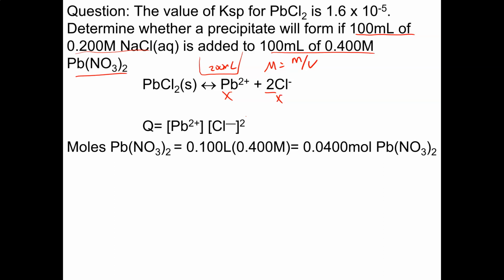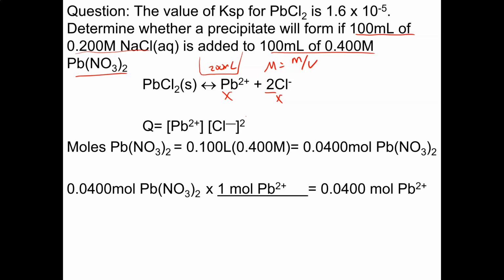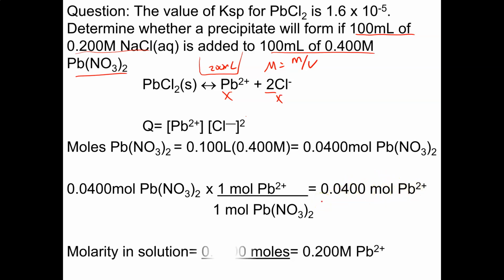So I'm going to start with the molarity of the lead nitrate and go, using stoichiometry within a compound, to moles of lead. So here I multiply the molarity times the volume. You have 0.04 moles of lead nitrate. I'm going to take that to moles of lead. For every 1 mole lead nitrate, there's 1 mole of lead. So how many moles of lead ions do I have? 0.04 moles. I'm going to do the same thing with the chloride in a second.